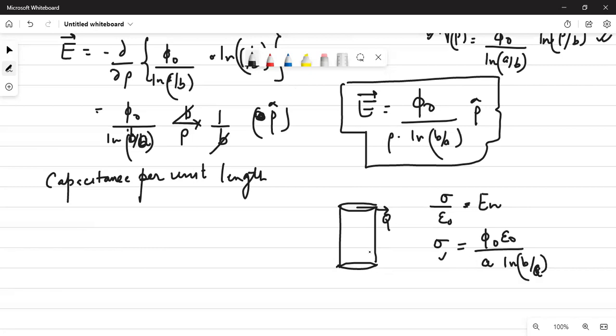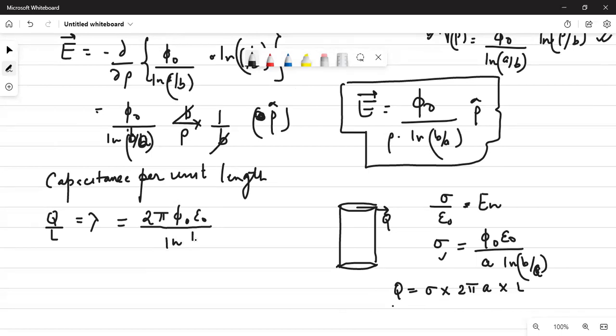And if the sigma is multiplied with the surface area of the cylinder, what is the surface area of the cylinder? I will get my total charge as sigma into surface area. Surface area will be 2 pi a into L. So charge will be sigma into 2 pi a into L. And if I divide by L, I'll get charge per unit length. Charge per unit length, I'll say lambda, is equal to 2 pi phi naught epsilon naught, the a gets cancelled, and ln of b upon a. So overall, this is charge per unit length.